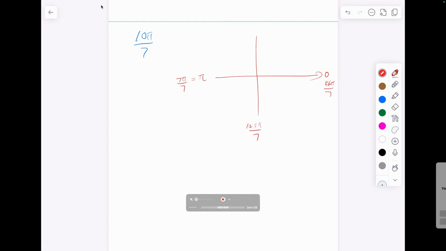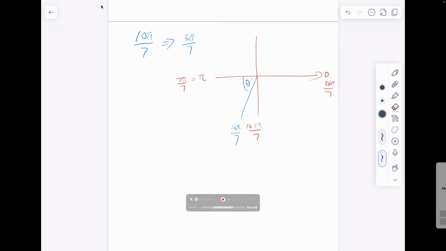So we know 10.5 pi over 7 is at the y-axis. So 10 pi over 7 is less than that, so it must be in the third quadrant. So this one is 10 pi over 7, and the difference over here is going to be 3 pi over 7. And that's the reference angle. Does that make sense? Because we say it forms with the closest x-axis.